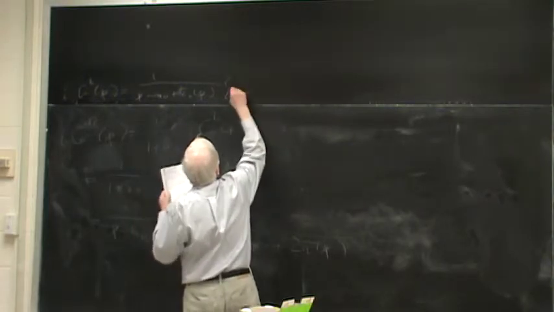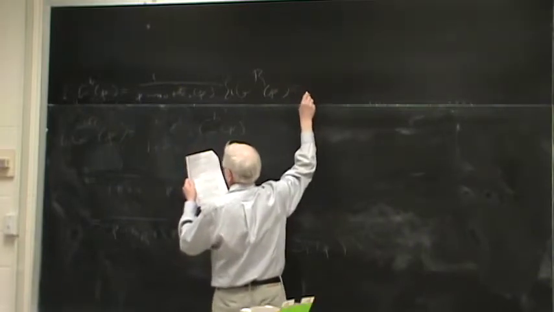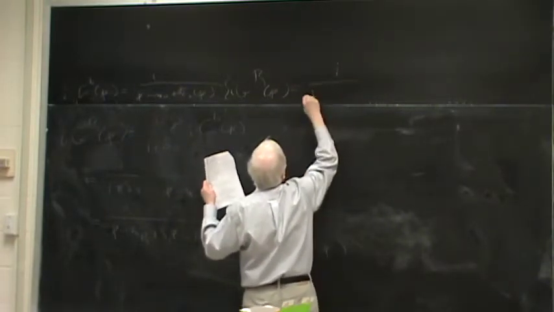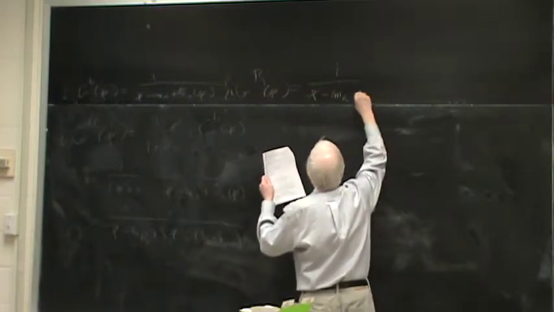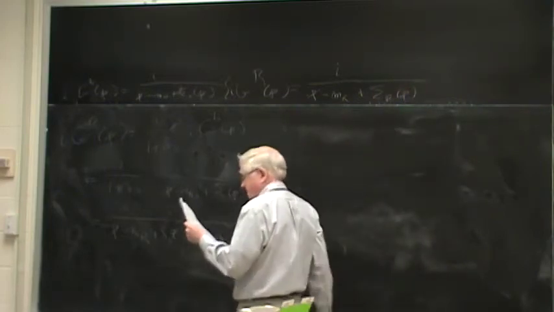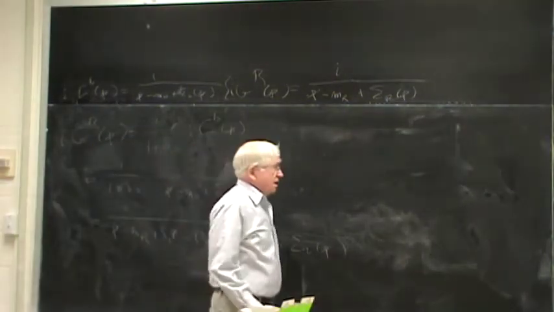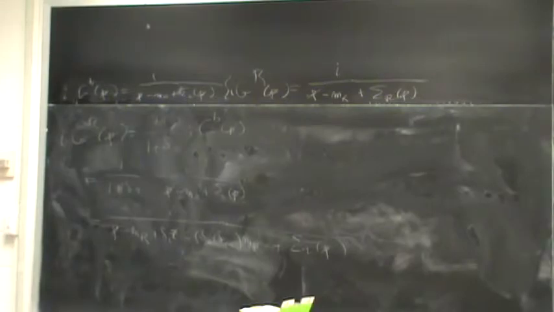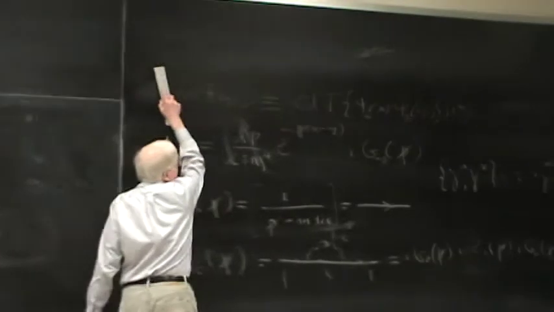And then one can rewrite this. So let me say IGR of P slash as I over P slash minus M renormalized plus sigma renormalized of P slash. Okay. So this is the standard thing. And now what's sigma renormalized? Well, let me see if I can erase some of the blackboard here.